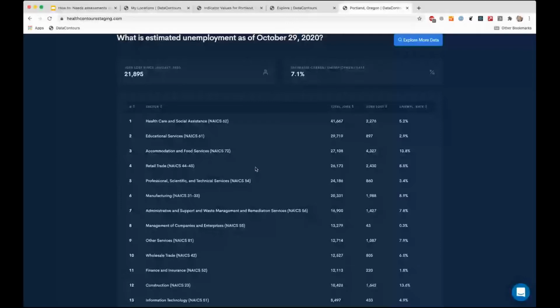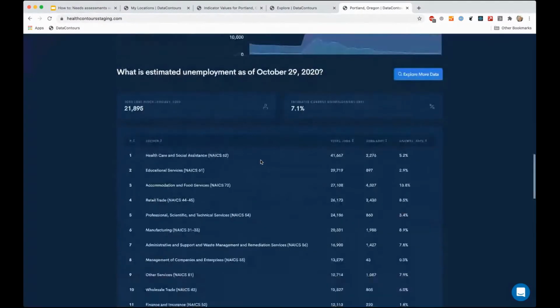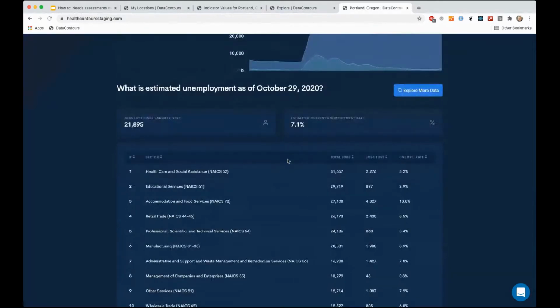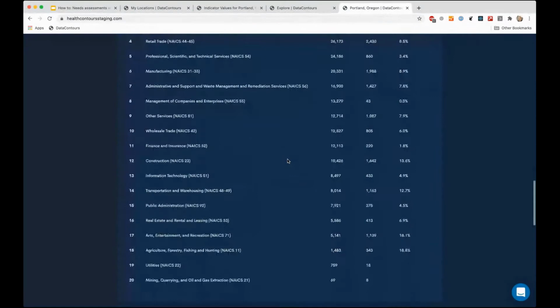So Portland actually has a higher unemployment rate now than we see in a lot of other communities because the industry employment is so weighted towards those sectors that have higher levels of unemployment specifically. So this actually changes pretty dynamically based on what the employment characteristics of your particular city look like.